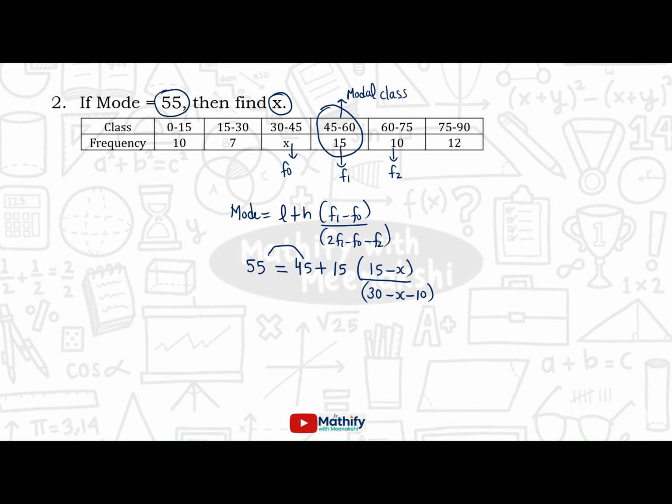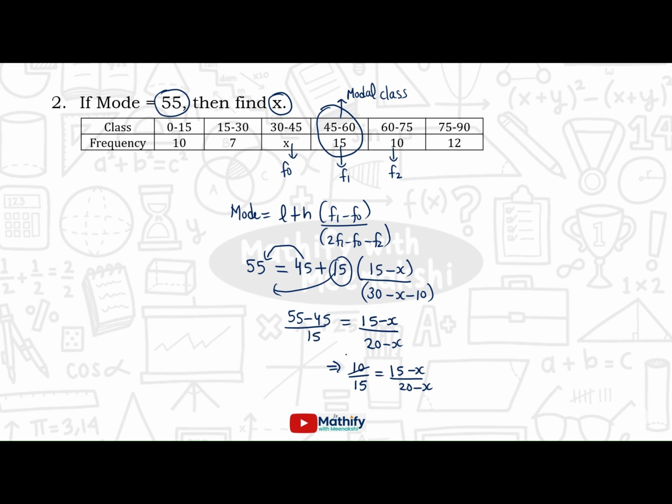So we will always transpose this to that side first, that is 55 minus 45, and then transpose this in division, you can write by 15. Always do this first. Now write 15 minus x upon, what is 30 minus 10? 20. 20 minus x. We'll solve this further. We'll get 10 by 15 is equal to 15 minus x by 20 minus x.